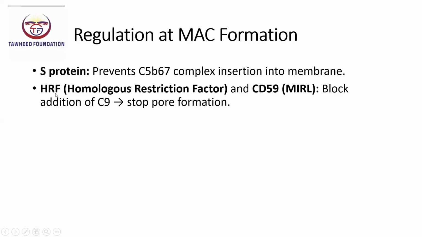Two other key regulators, HRF, homologous restriction factor, and CD59, also known as membrane inhibitor of reactive lysis, MIRL, act at the final step of the cascade. They inhibit the addition of C9 to the forming MAC complex, preventing pore formation and cell lysis. This ensures that complement-mediated killing occurs only on target cells and not on normal host cells, preserving cellular integrity while maintaining immune efficiency.